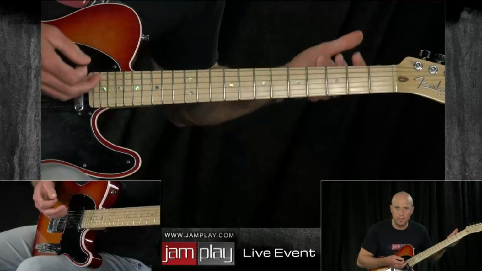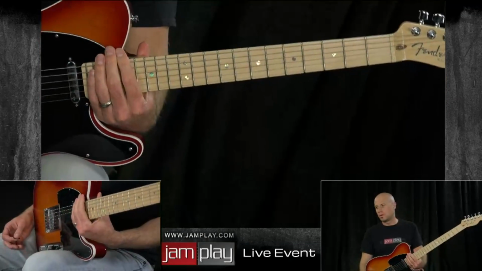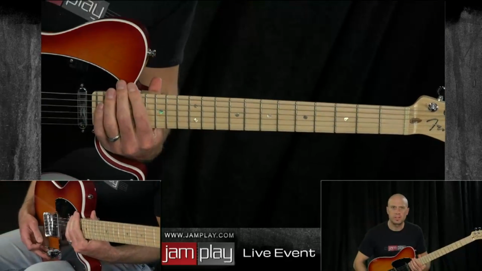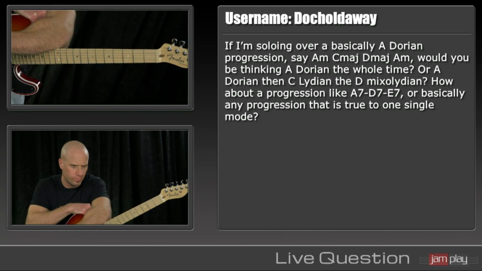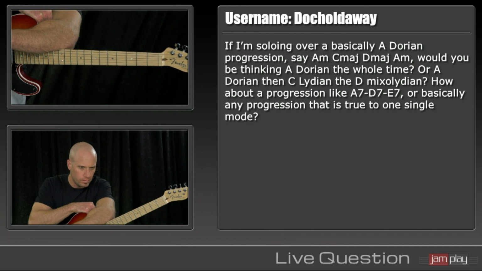Going back to the 3-string sort of variety. So, next mode. Any questions or comments so far? We do have a question here. This one is from Doc Holdaway. If I'm soloing over a basically A Dorian progression, say A minor, C major 7, D major, A minor, would you be thinking A Dorian the whole time, or A Dorian, then C Lydian, then D Mixolydian? How about a progression like A7, D7, E7, or basically any progression that is true to one single mode?